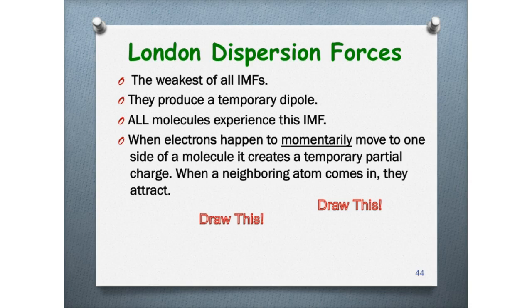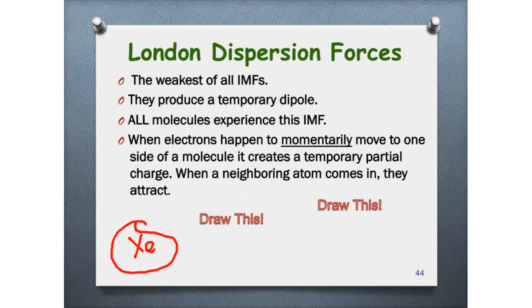London dispersion is the weakest of all three. Even though they occur between non-polar substances, they do experience a temporary partial dipole. The way this works is, I'm going to draw it here for you, and you fill it in your notes as well. Here, let's say we have xenon, it's a gas.